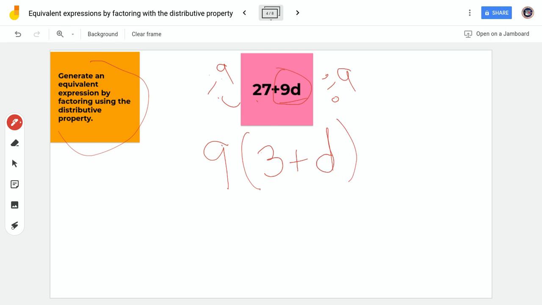Now let's test it. I like to test showing you a different color. So 9 times 3, 27, plus 9 times d, 9d. Not 90, 9d. So there we go. Another example. Not too hard.